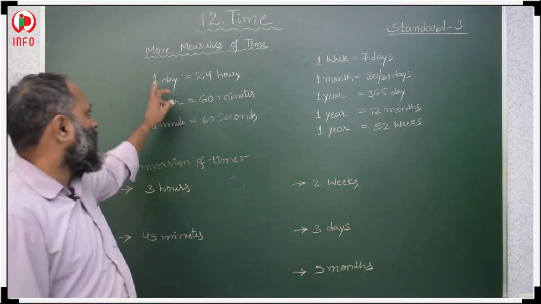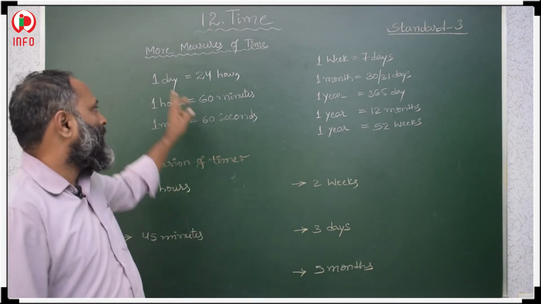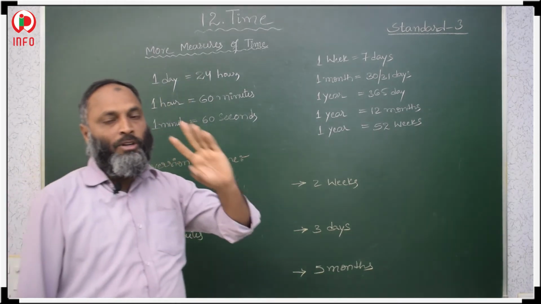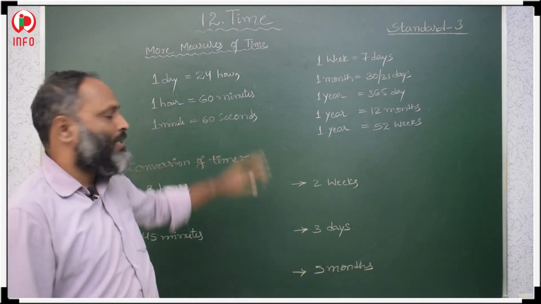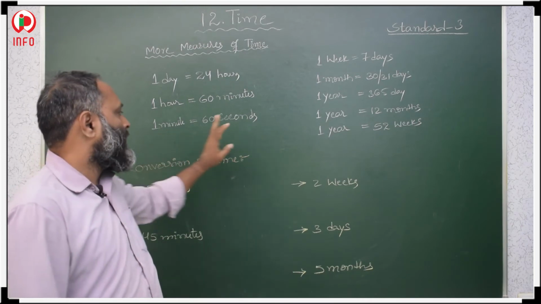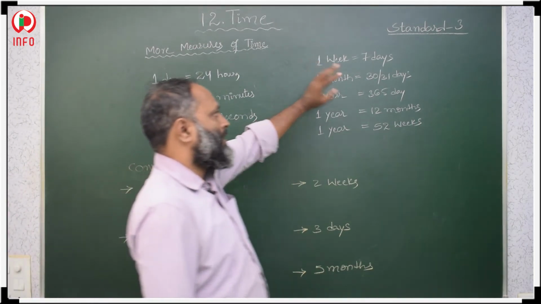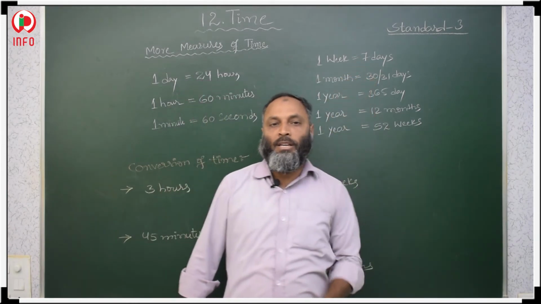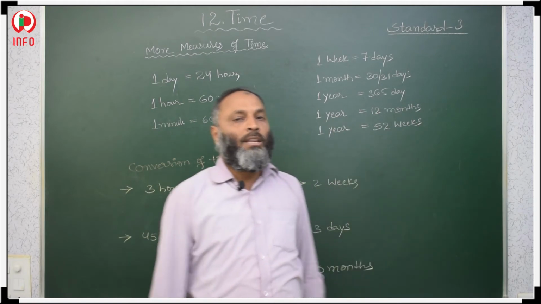So, first, one day is equal to 24 hours. This we discussed. It means 24 hours make a day. 1 hour is 60 minutes, 1 minute is 60 seconds. Then 1 week is equal to 7 days. In 1 week we have 7 days: Sunday, Monday, Tuesday, Wednesday, Thursday, Friday, Saturday. Total 7 days in a week.